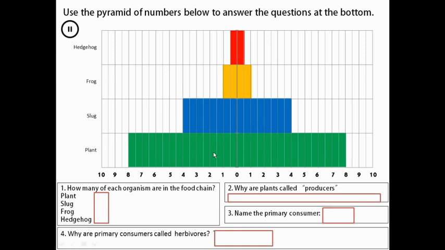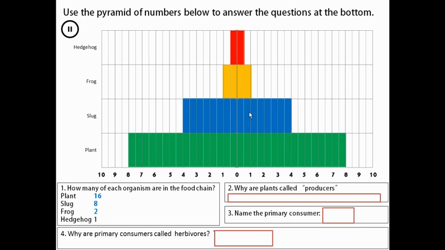Okay, so what you should have had for the plant, if we have a look, you've got 8 to the left and 8 to the right. If you add those two 8s together, you get 16 plants. You should have had that there were 8 slugs, 2 frogs. And if we have a look here, okay, there's only 1 hedgehog. That's because we've got half to the left and half to the right, okay? So it's not a full 1 to the left and to the right. So there's only 1 hedgehog.